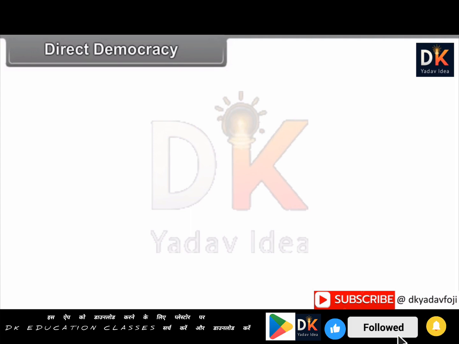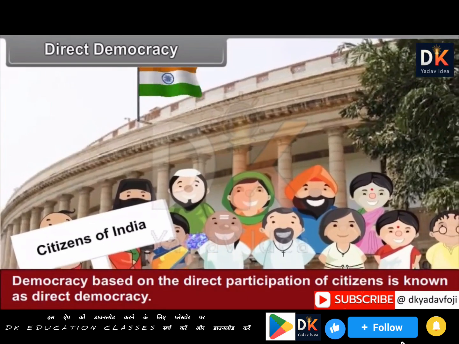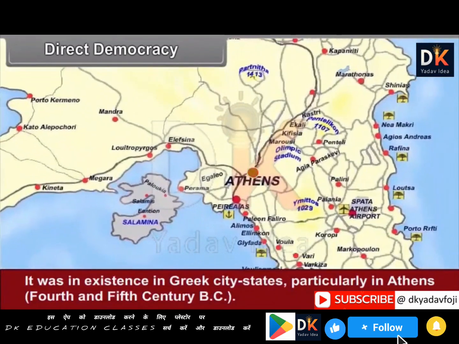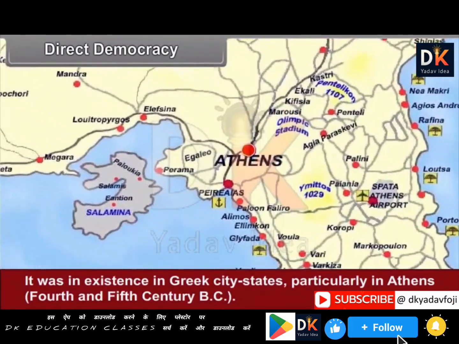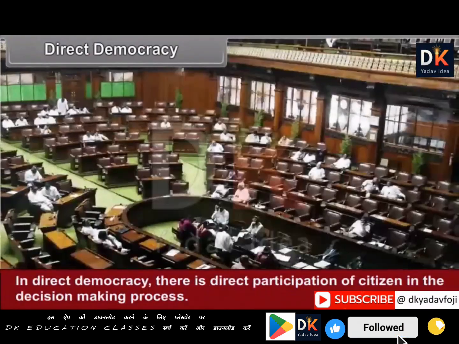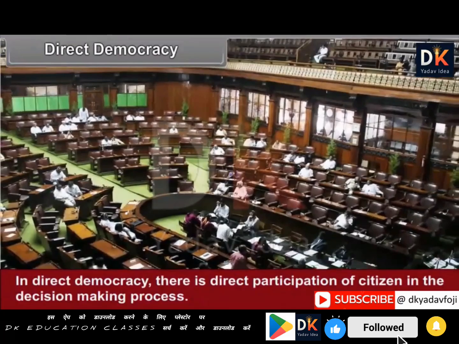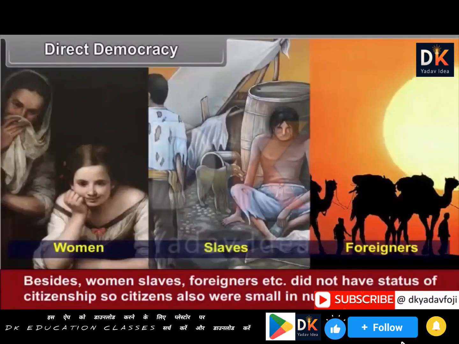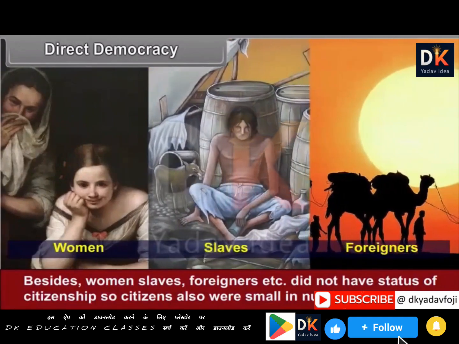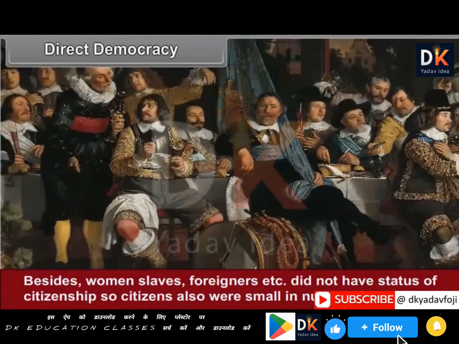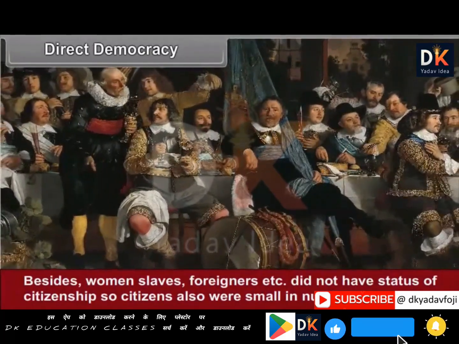Direct democracy. Democracy based on the direct participation of citizens is known as direct democracy. It was in existence in Greek city-states, particularly in Athens, in the 4th and 5th century BC. In direct democracy, there is direct participation of citizens in the decision-making process. Greek and Roman city-states were small in size. Besides, women, slaves, foreigners, etc. did not have the status of citizenship, so citizens also were small in number.